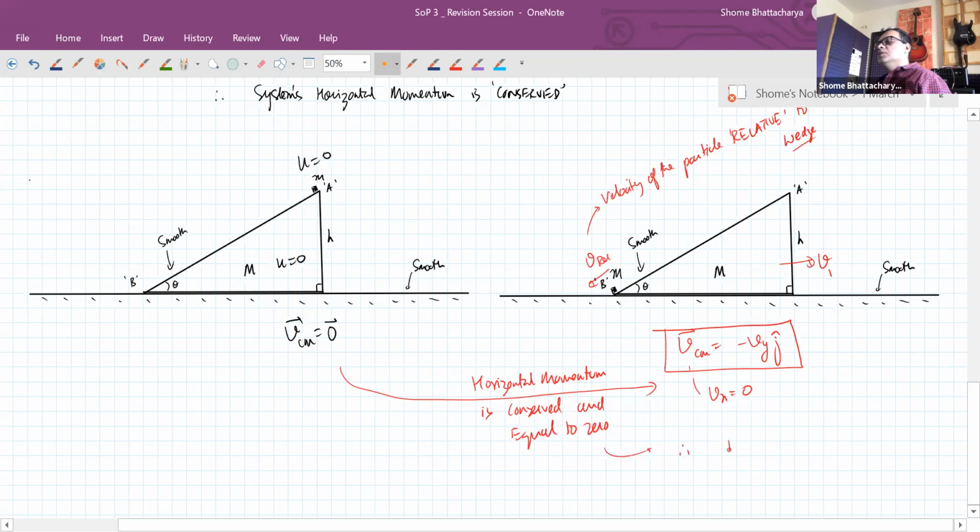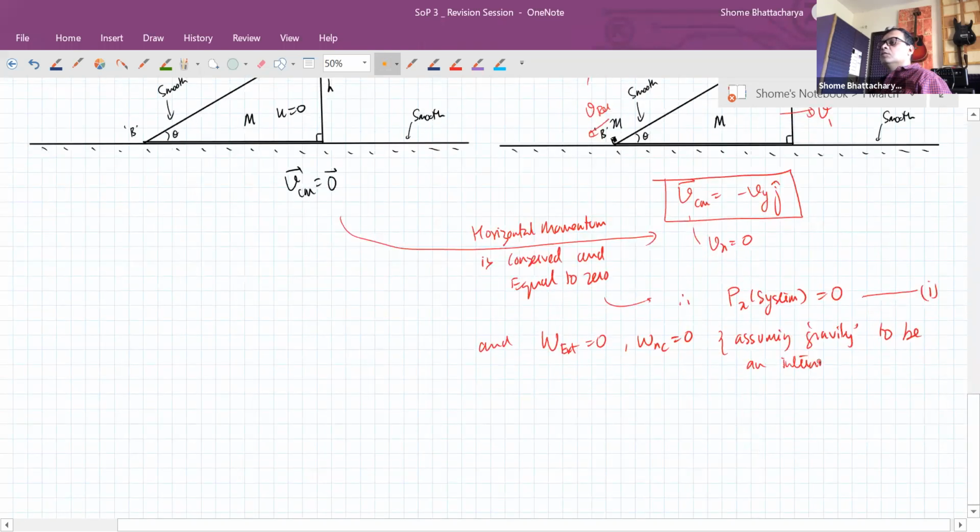Okay. So therefore, the system's horizontal momentum should be 0. Where we can take the horizontal axis as our x-axis and this as our y-axis. So that is going to be how we apply the momentum conservation in this particular case. And of course, work done by external forces is zero and work done by non-conservative forces is zero, assuming gravity to be an internal conservative force. Okay. So the change in kinetic energy plus change in gravitational potential energy will be zero. This will become our second equation.